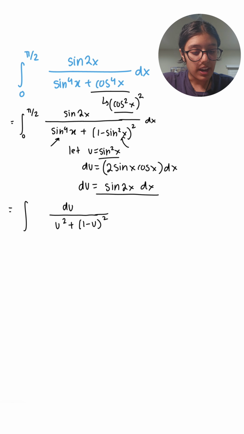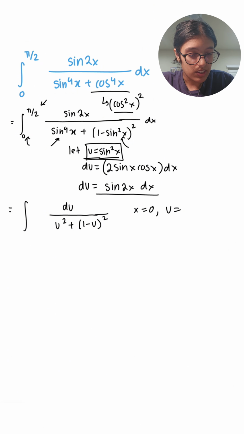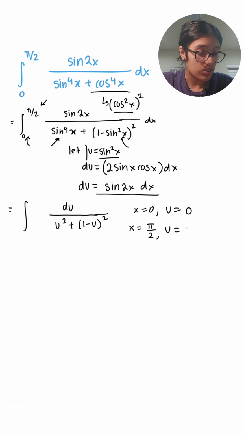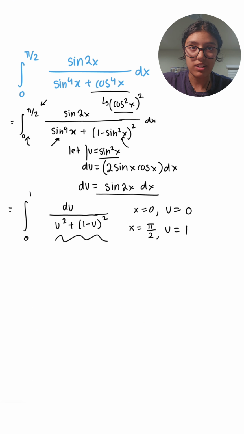Now for the bounds, these were the bounds when the integral was in terms of x, but now the integral is in terms of u, so we need to change up these bounds. When x is equal to 0, the lower bound, u is equal to sine squared of 0, which is just 0. And I'm going to take the upper bound when x is equal to pi over 2. U is equal to sine squared of pi over 2, which is just 1. So our new bounds are going to be 0 and 1. And now I'm going to start simplifying the denominator.